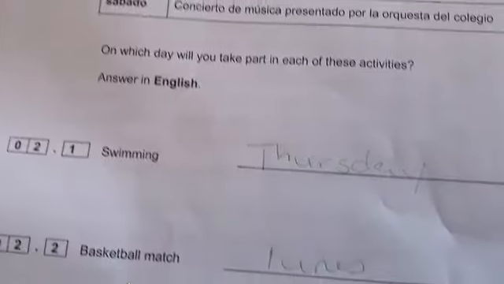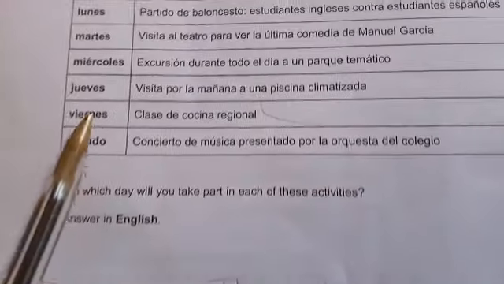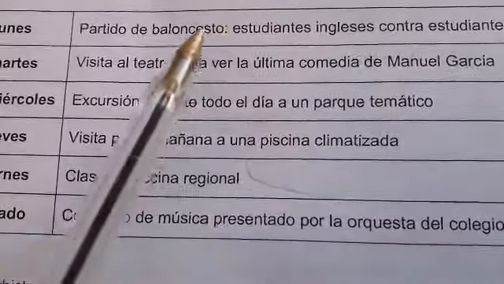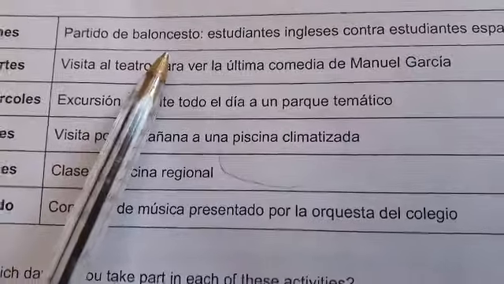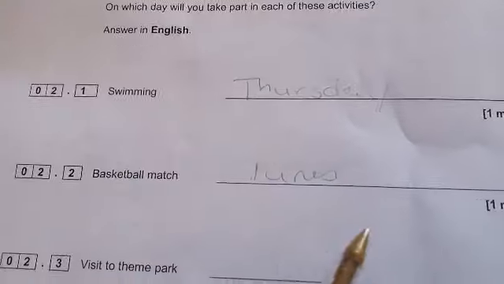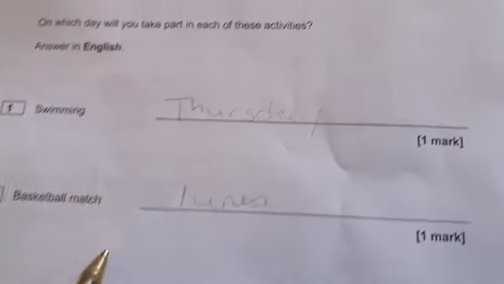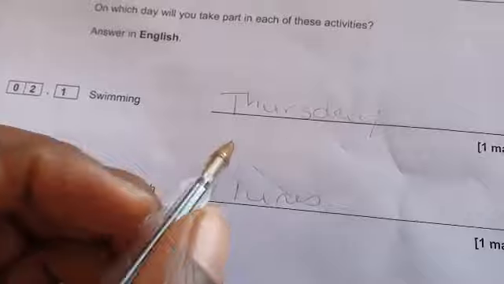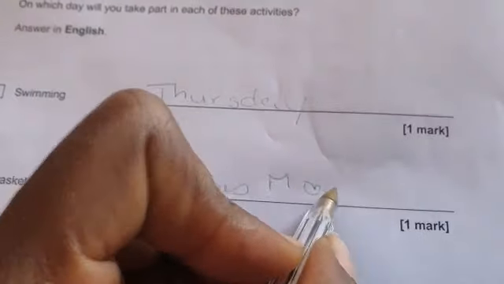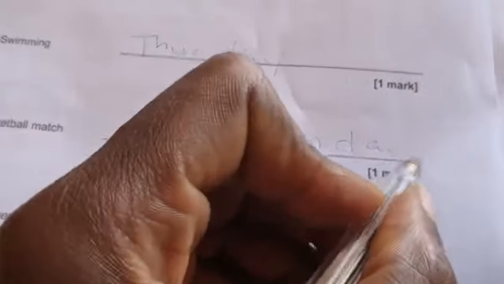Basketball match. Match is partido, and basketball, if you can't remember it, just remember ball or something like that, which is balón. So we have that, lunes. So lunes is Monday. Why have I put lunes here? So we're going to put Monday here. A lot of people put the reply in Spanish, and you won't get a mark for that, because you have to make sure you're doing it in English.